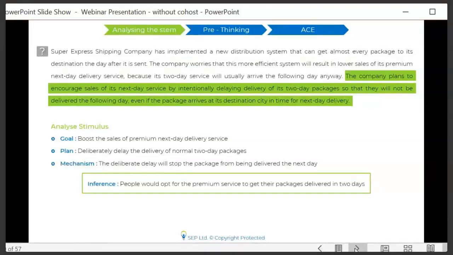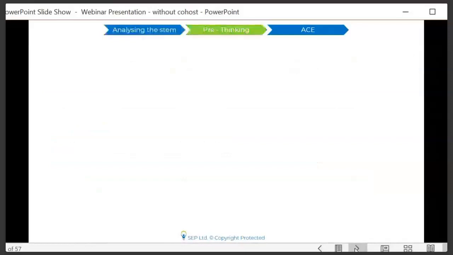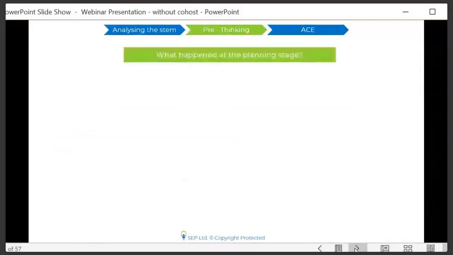So, when we are looking at plan goal questions, the first step is to identify the plan and the goal, which we have already done. The next step is to think what happened at the planning stage. Since it's a plan, the framework's first step is identifying what happened at the planning stage. So, you put yourself in the place of SESC and think what you might have thought at the planning stage.